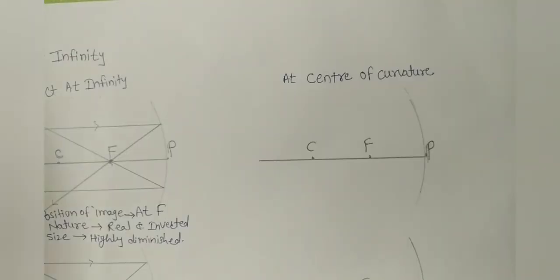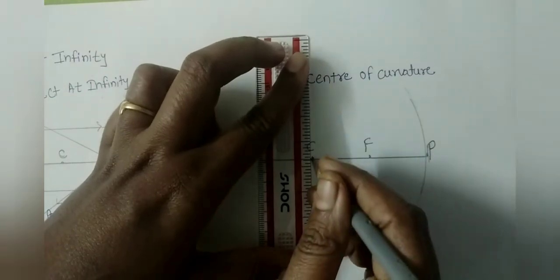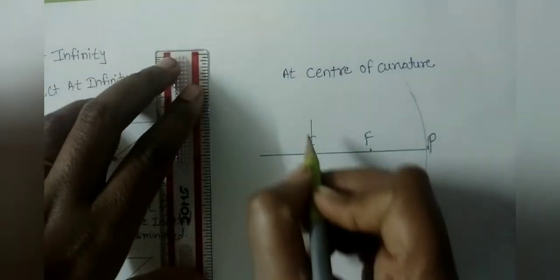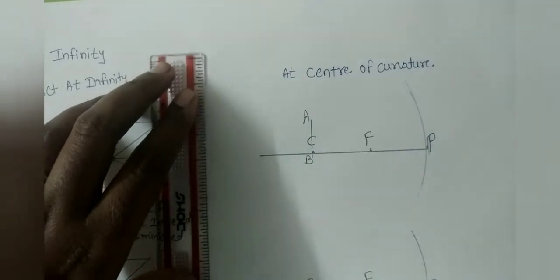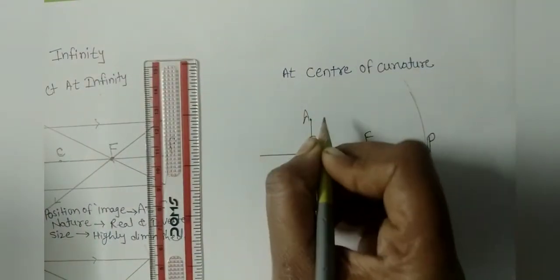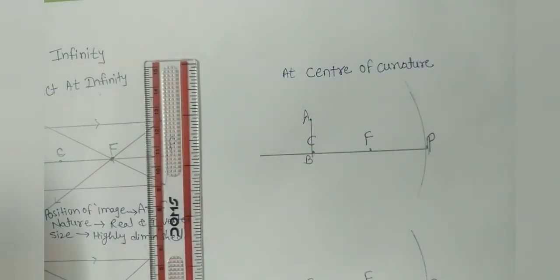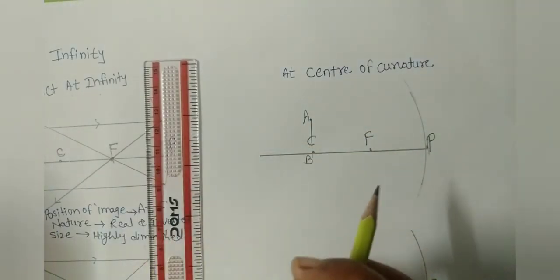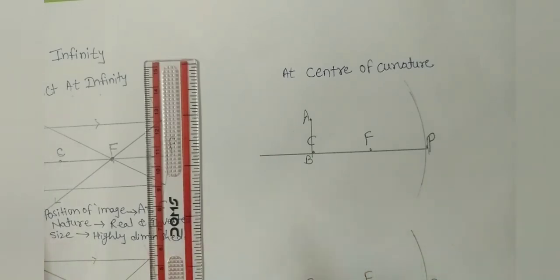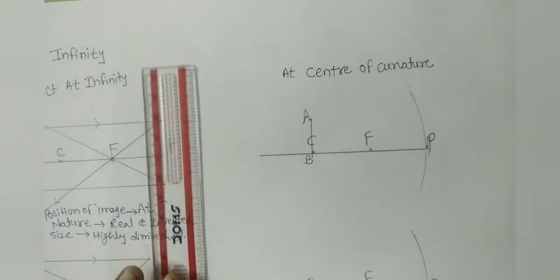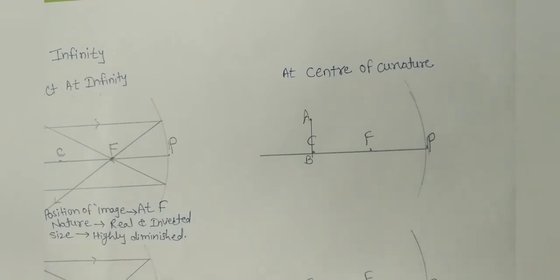when object is placed at center of curvature. Take an object AB placed perpendicular to the principal axis. Take object AB at center of curvature. So we will take two rays going from point A, one which is parallel to the principal axis. After reflection it will pass from the focus. Another ray we are taking is incident on mirror after passing through focus. So same rays we will take, one which is going parallel to the principal axis and another which is going from the focus.